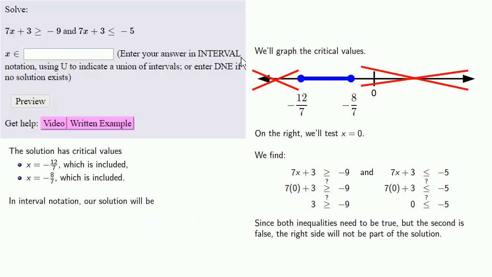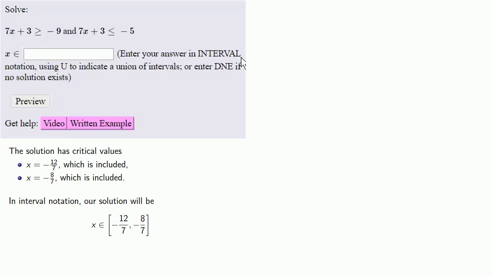And so this allows us to write our answer in interval notation. We start at negative 12 sevenths included and go up to negative 8 sevenths also included. And so we'll enter our answer.